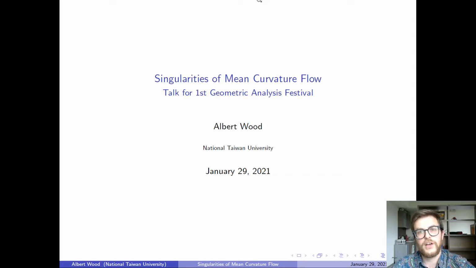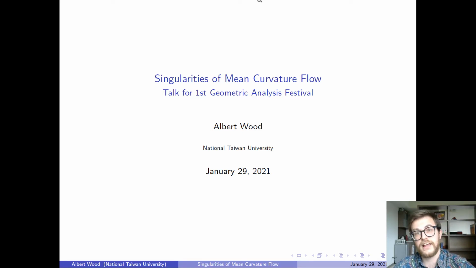I work at the National Taiwan University and I study geometric analysis, in particular geometric flows, and in particular Lagrangian mean curvature flow. So today I'm going to be talking about singularities of mean curvature flow. In this first lecture I'll be introducing the subject of mean curvature flow and the study of singularities and giving an overview of the results in the field.